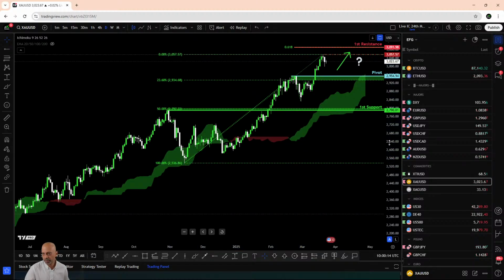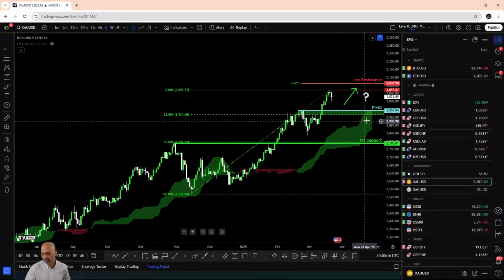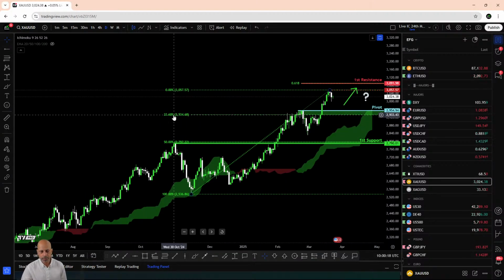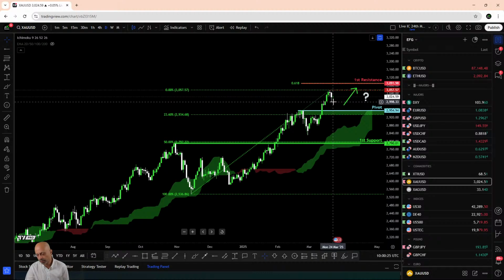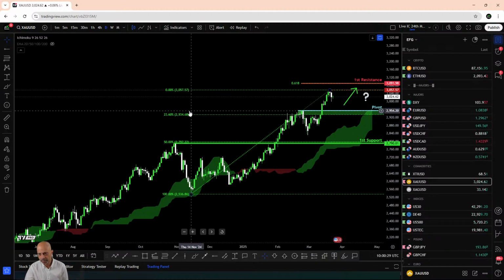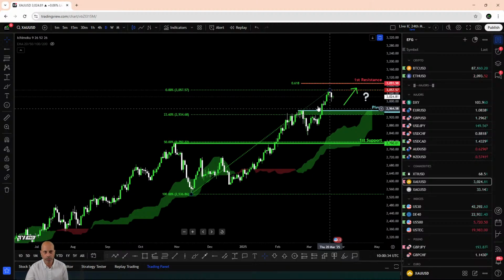Right, so we've identified the pivot. Pivot is a pullback level at $2,954, accompanied by a Fibonacci retracement at 23.6%. If we do see gold prices pull back even deeper and stabilize at the pivot and the 23.6% retracement, it'll help us identify a better opportunity to go long on gold. Looking slightly below.